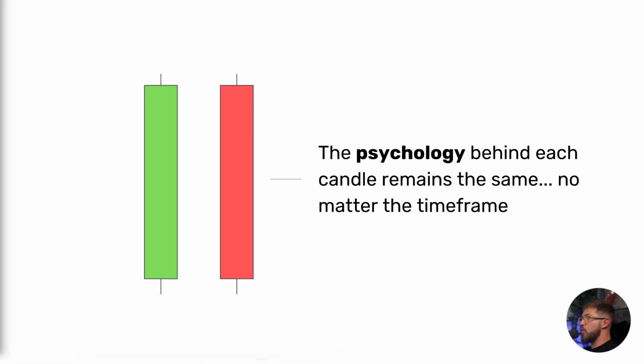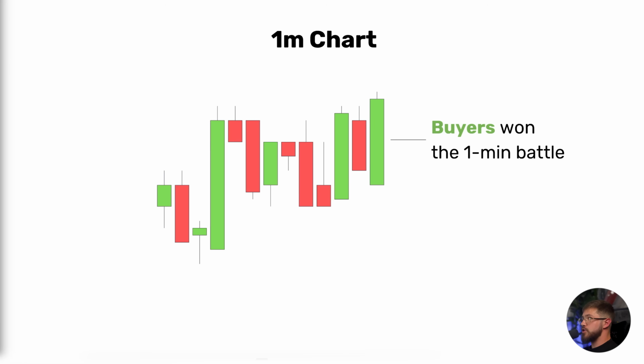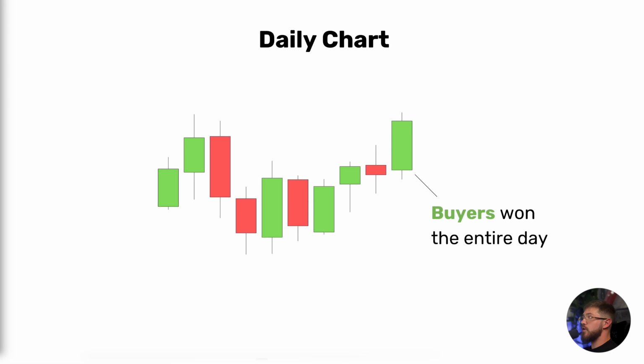But here's what's important to understand. The psychology behind each candlestick remains exactly the same regardless of your time frame. Whether you're looking at a 1-minute candle or a daily candle, it's still showing you the same thing: the battle between buyers and sellers during that specific period. A bullish candle on a 1-minute chart tells you that buyers won that 1-minute battle. A bullish candle on a daily chart tells you that buyers won the entire day's battle. The time frame is different, but the story being told remains the same.